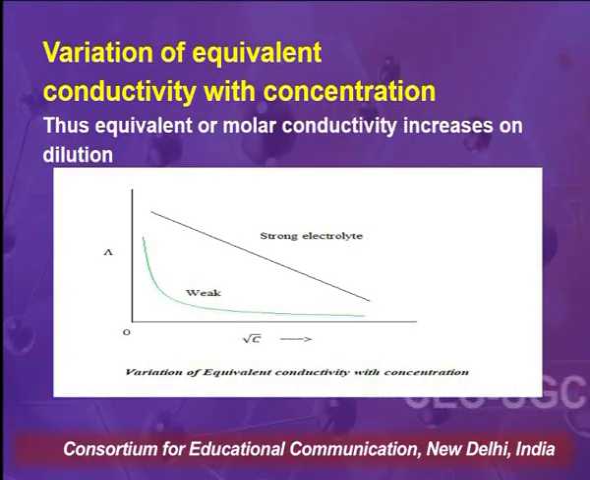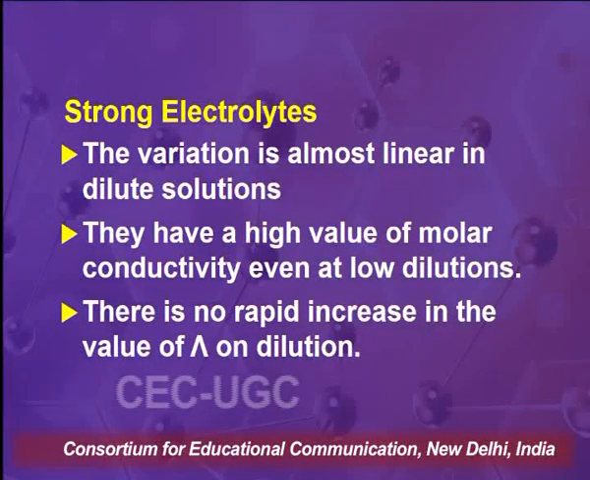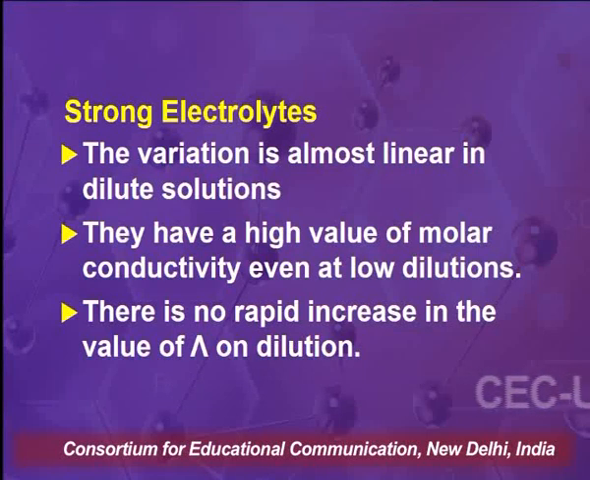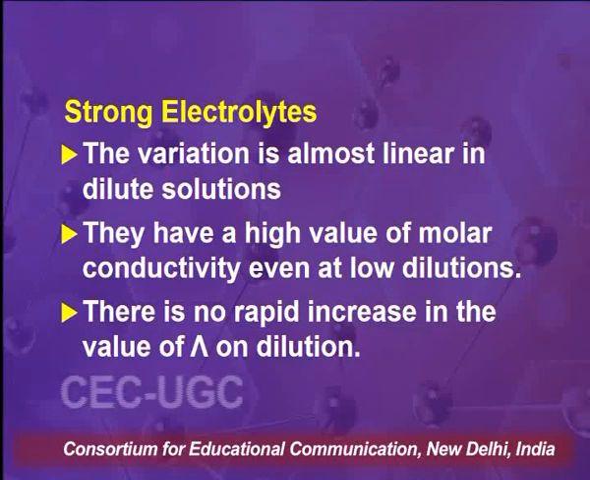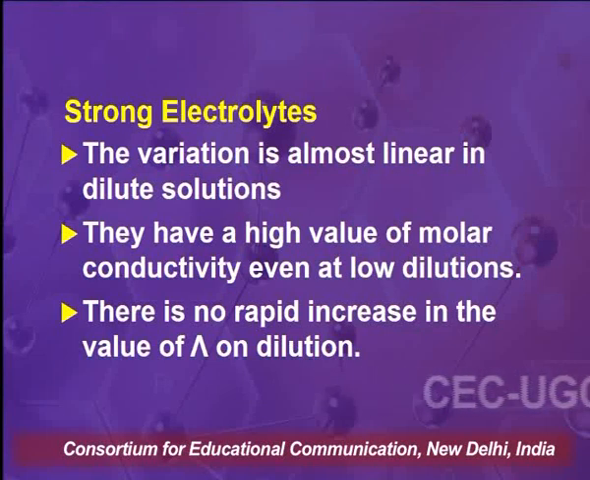The variation of equivalent conductivity with concentration is plotted and shown in the graph of lambda versus root C for the strong and the weak electrolyte. For strong electrolytes, the variation is almost linear in dilute solutions. They have a high value of molar conductivity even at low dilutions. There is no rapid increase in the value of lambda on dilution.